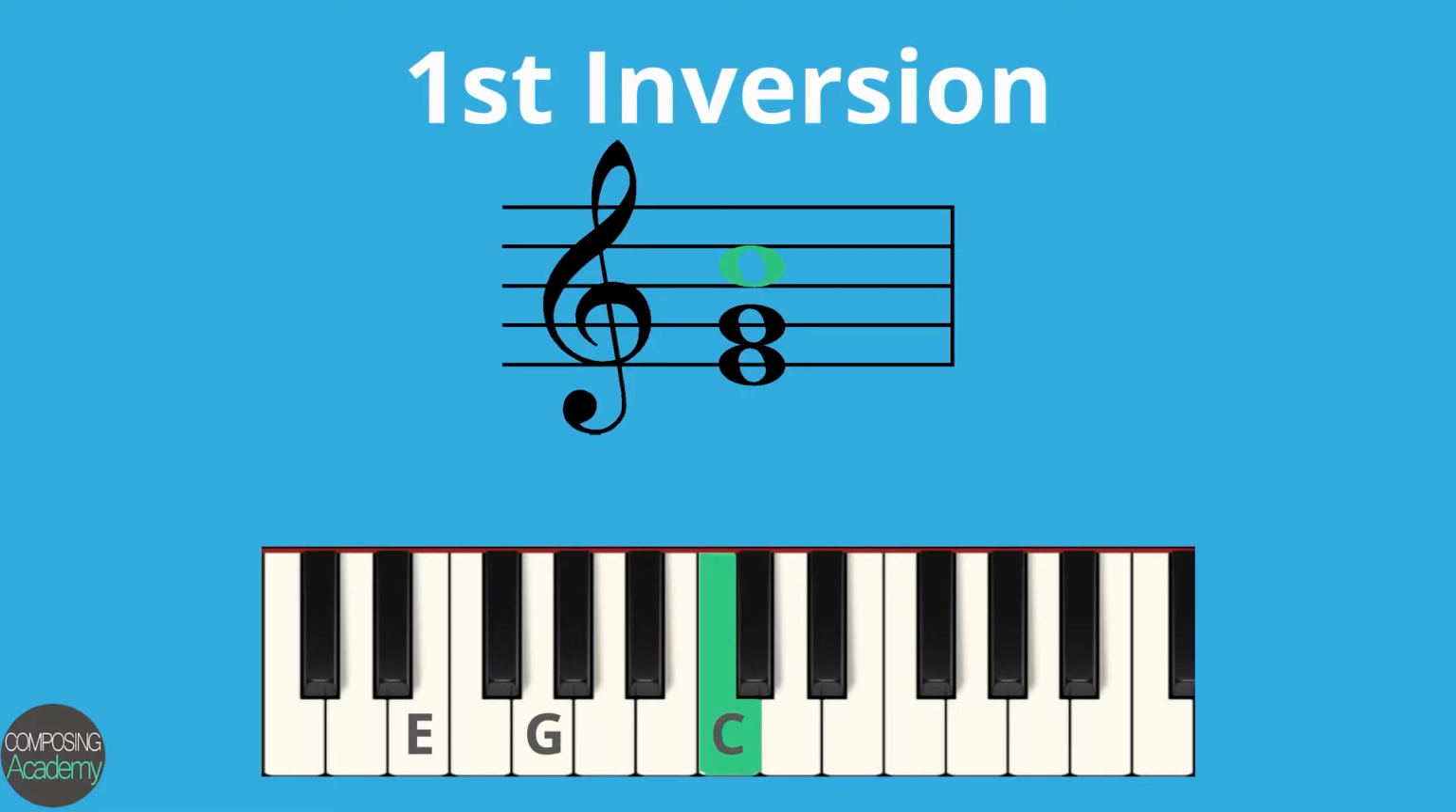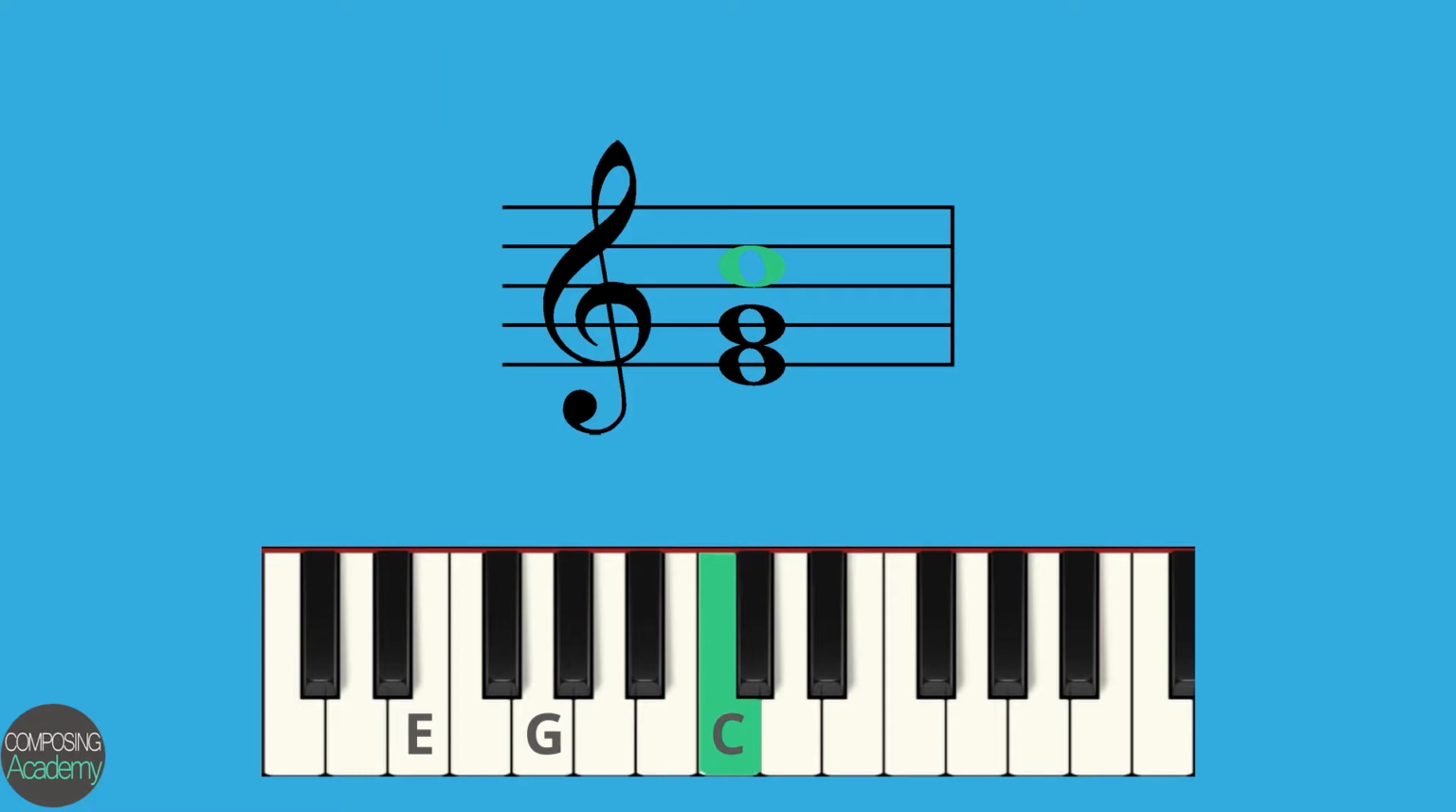When we hear a chord, our ear naturally focuses on the very top note. As our top note has now changed, the chord sounds slightly different to the C major we originally heard in root position.